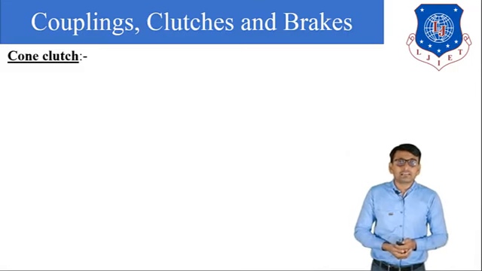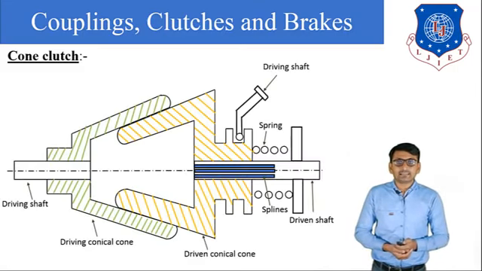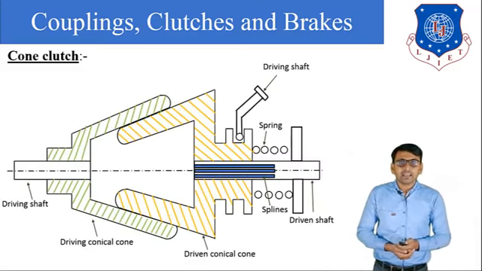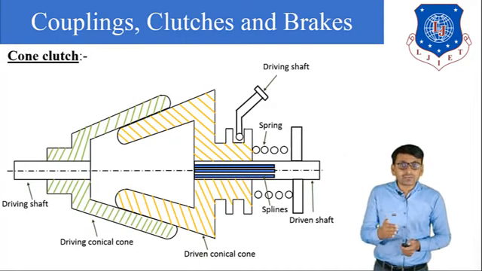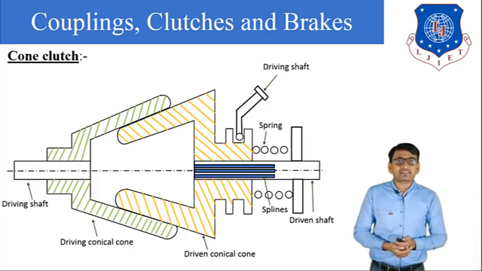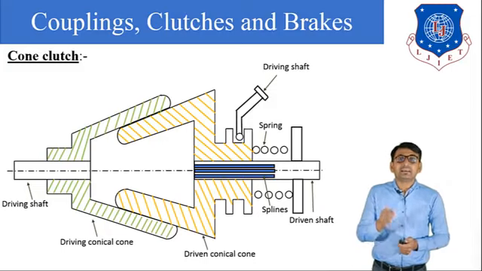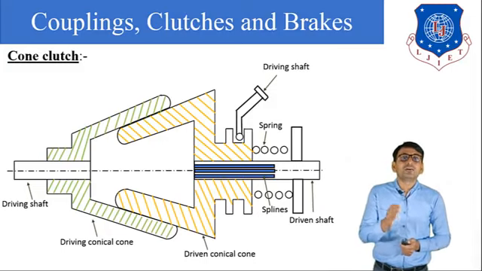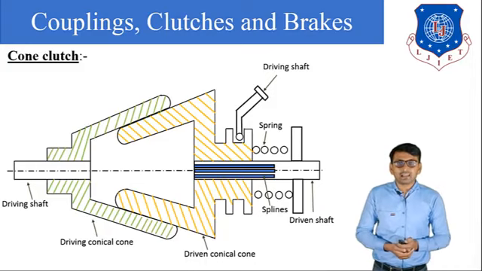Now the second one, that is cone clutch. So this is the diagram of cone clutch. In this diagram, there is a driving shaft and a driven shaft. The driving shaft is attached with the driving conical cone and the driven shaft is attached with the driven conical cone. And also in this diagram there is an operating lever, then spring, etc.